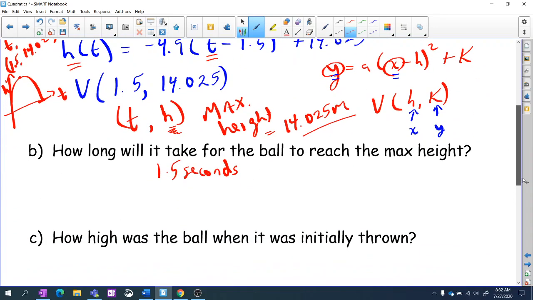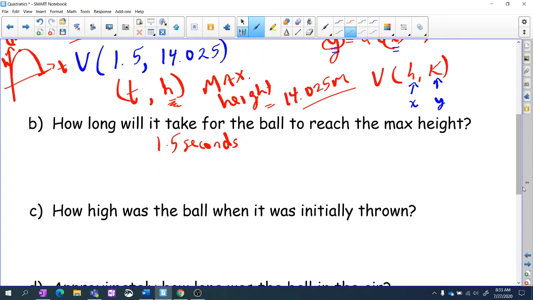How high was the ball when it was initially thrown? This will often throw students off, but the key here is initially thrown. That is, in a roundabout way, telling you that the time was 0. So it'll say in the beginning, when it was first thrown, when the path started. Those are all indicators to fill in 0 for t. So all I have to do here is basically find the y-intercept.